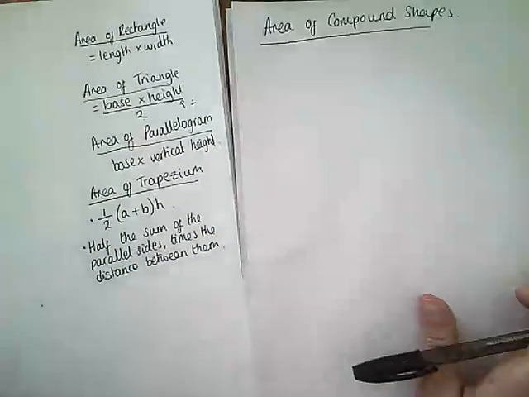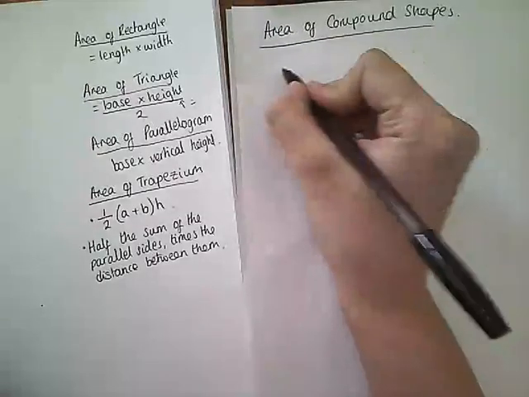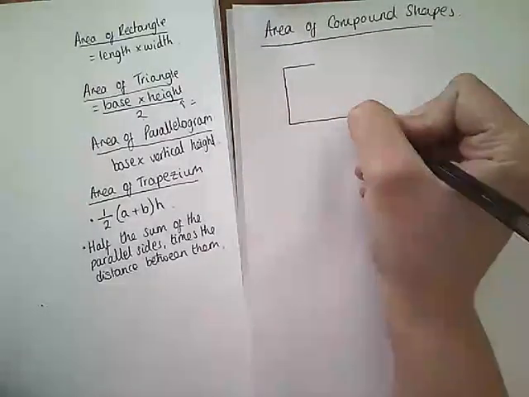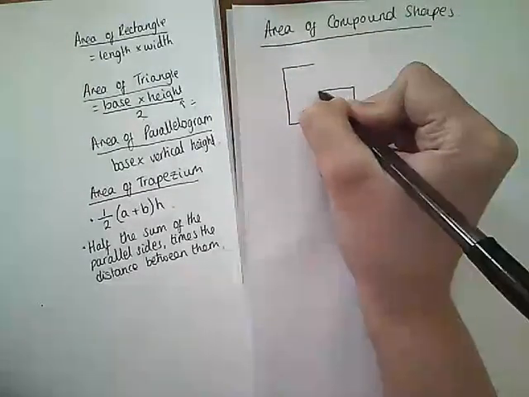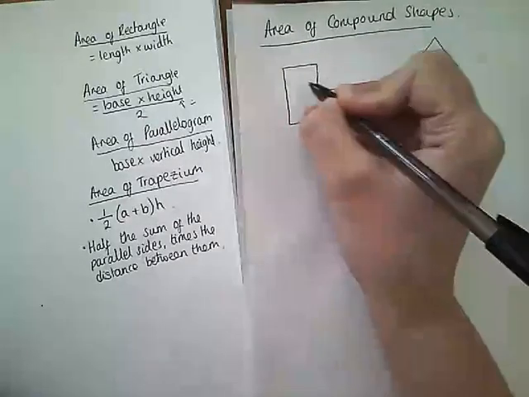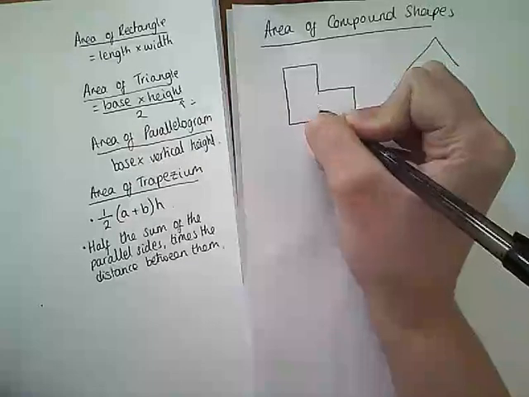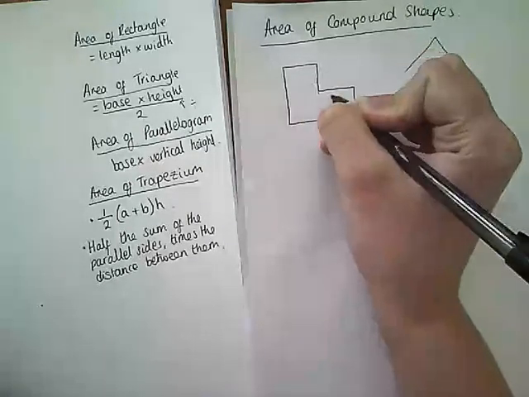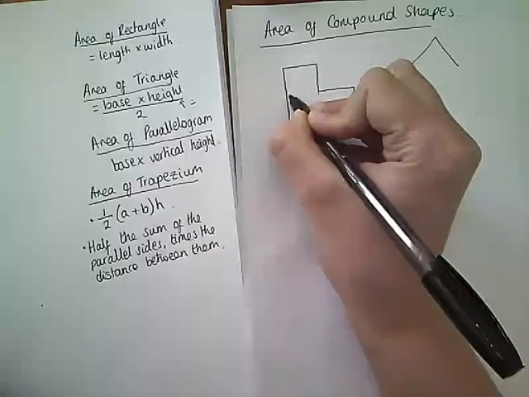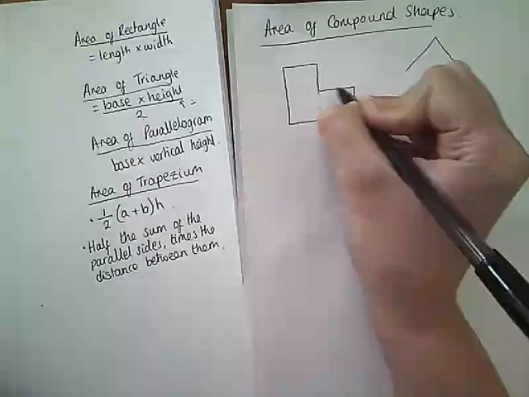Okay, so we are now going to look at area of compound shapes. Now a compound shape, it sounds complicated and it's very much not, is a shape that has been made up of other shapes. For example, here is a compound shape that has been made up of two rectangles. I could split it that way and there's a rectangle here and a rectangle here, or I could split it across that way and have a rectangle here and a rectangle here.